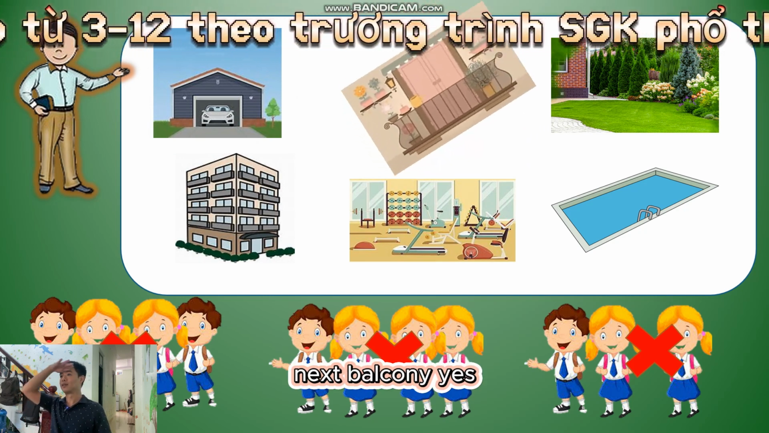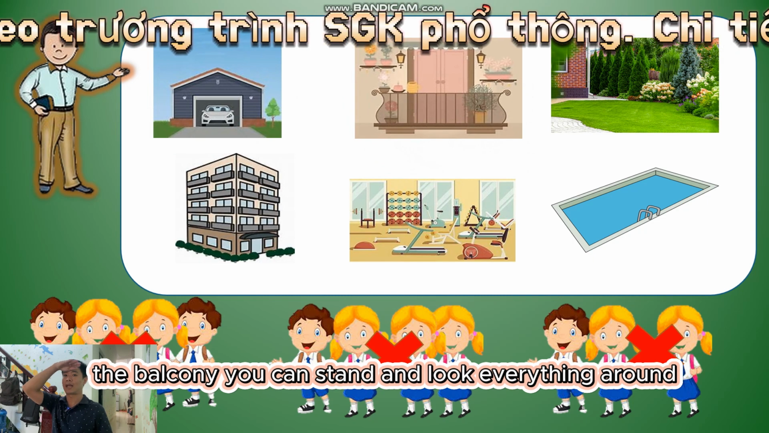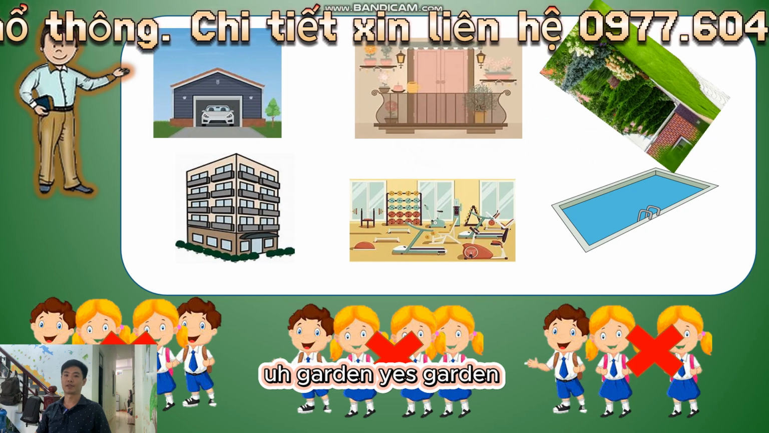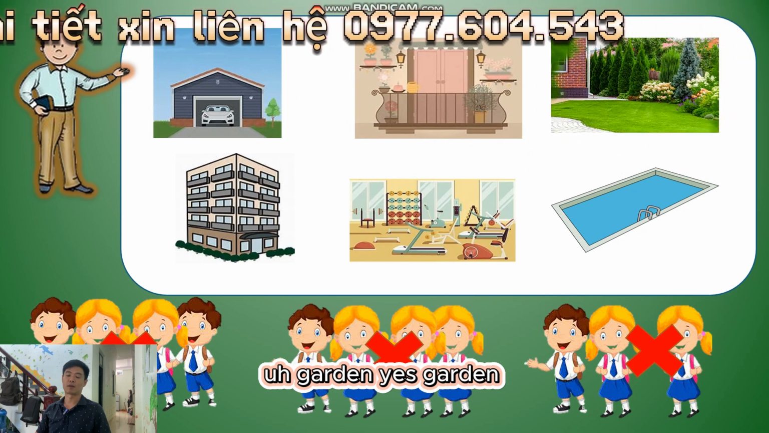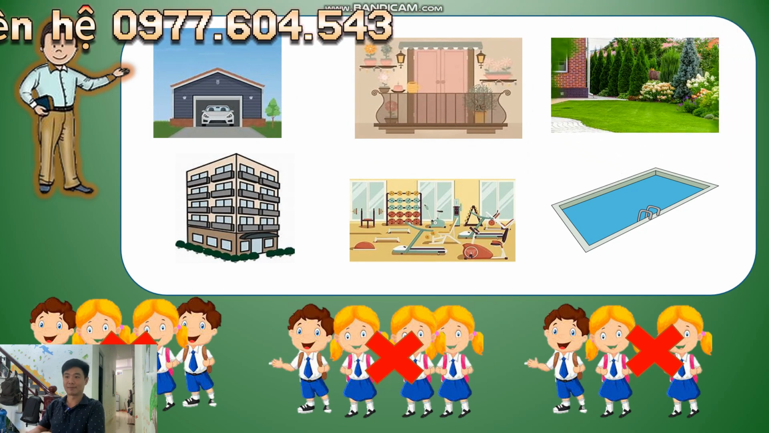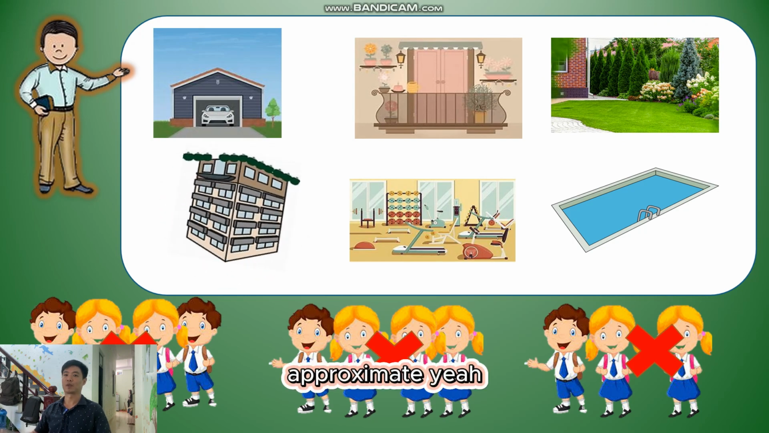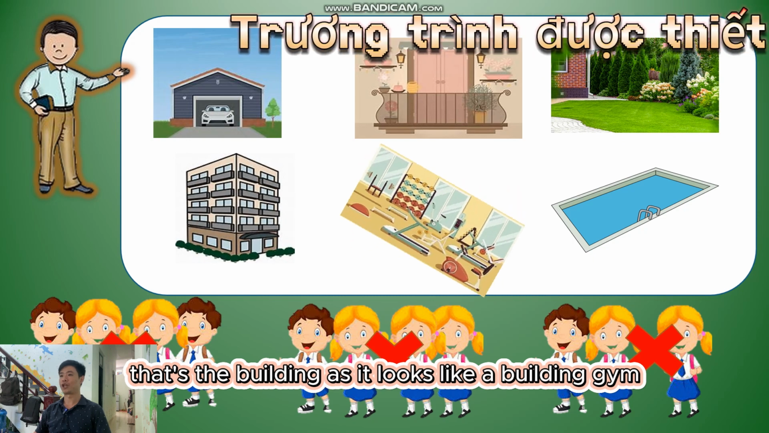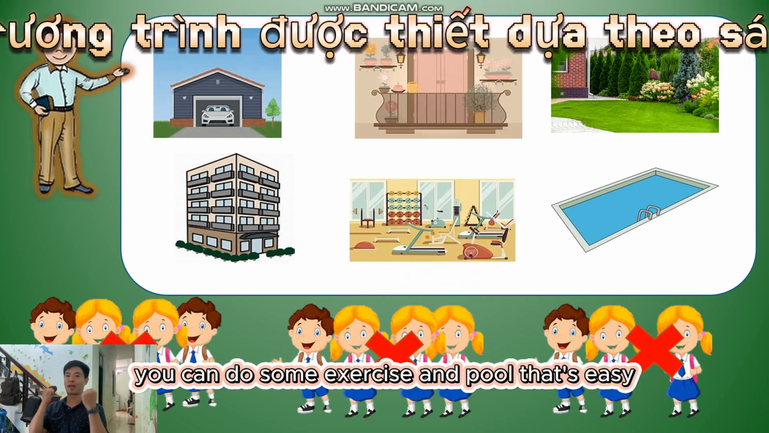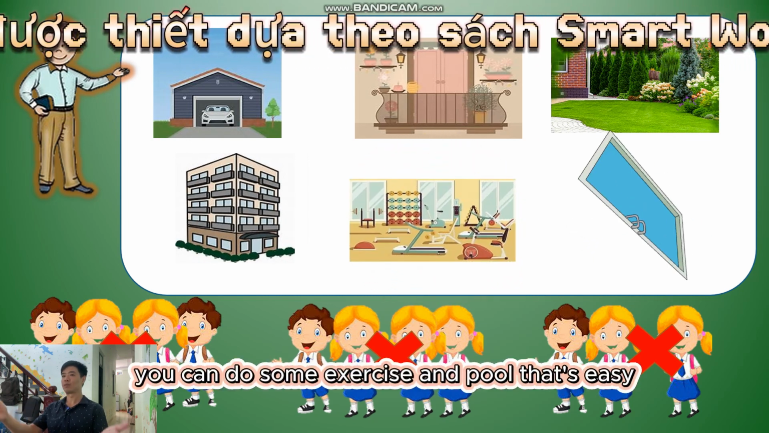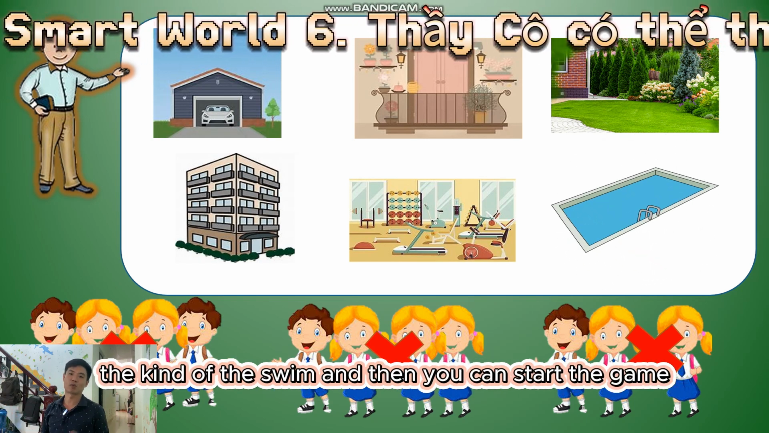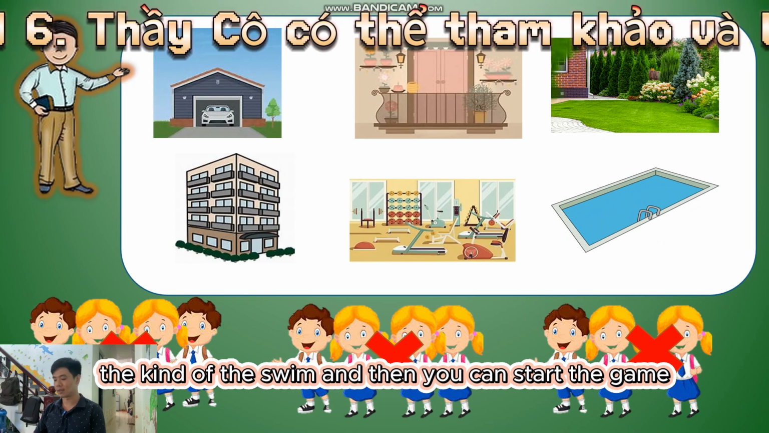Next, balcony. The balcony, you can stand and look at everything around. Garden. Yes, garden. That's it. Apartment. That's the building. Yes, it looks like a building. Gym. You can do some exercise and that's easy. You can show them a kind of swimming, and then you can start this game.